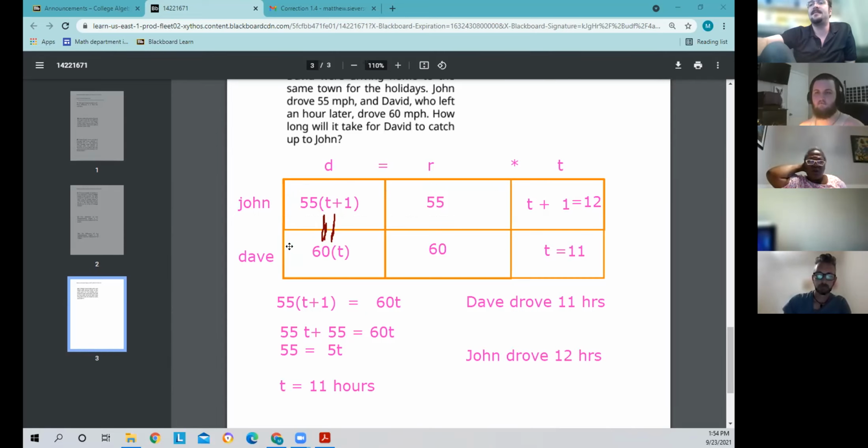And so we're finding this distance because we know distance is equal to rate times time. And so if this is the question, where are we getting that 55 T plus one? We're getting that from 55.